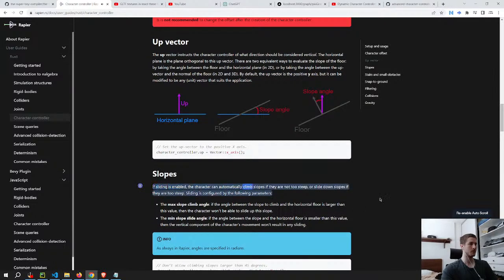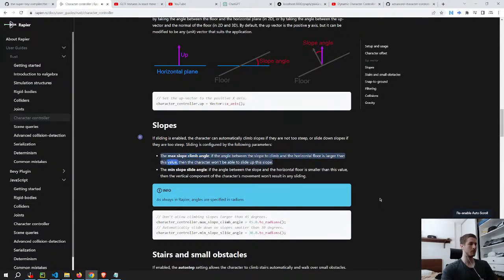If sliding is enabled, the character can automatically climb slopes if they're not too steep, or slide down slopes if they're too steep. Sliding is configured by the following parameters. The max slope climb angle: if the angle between the slope and the horizontal floor is larger than this value, then the character won't be able to slide up the slope.